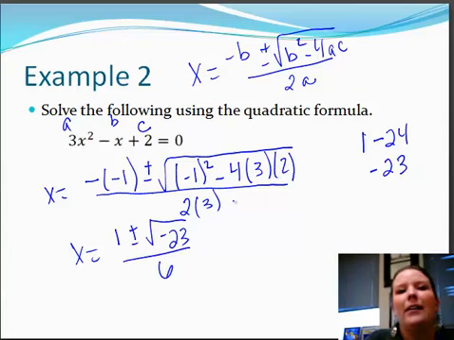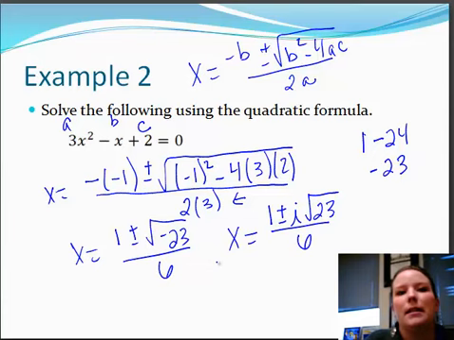So I should get x equals 1, because it changes sign, plus or minus the square root of negative 23 over 6. Now in the last test, a lot of you did not actually multiply this out. You need to multiply it out, because 2 times 3 is 6. Now we learned when we get a negative under the square root, we can't leave it there anymore. So we're going to actually take out the i. So we're going to have 1 plus or minus i square root positive 23 over 6. And that's your answer.